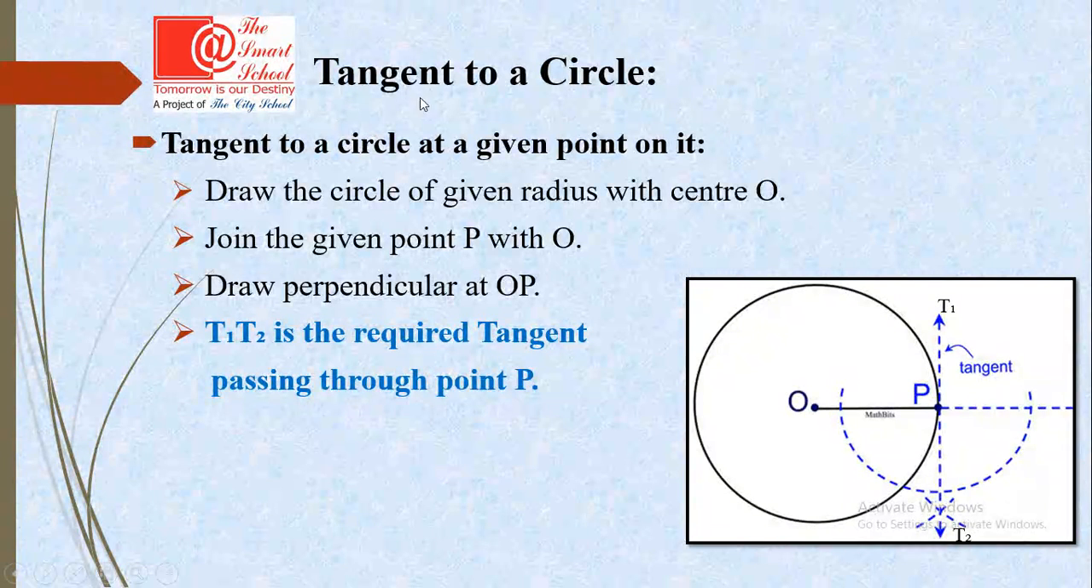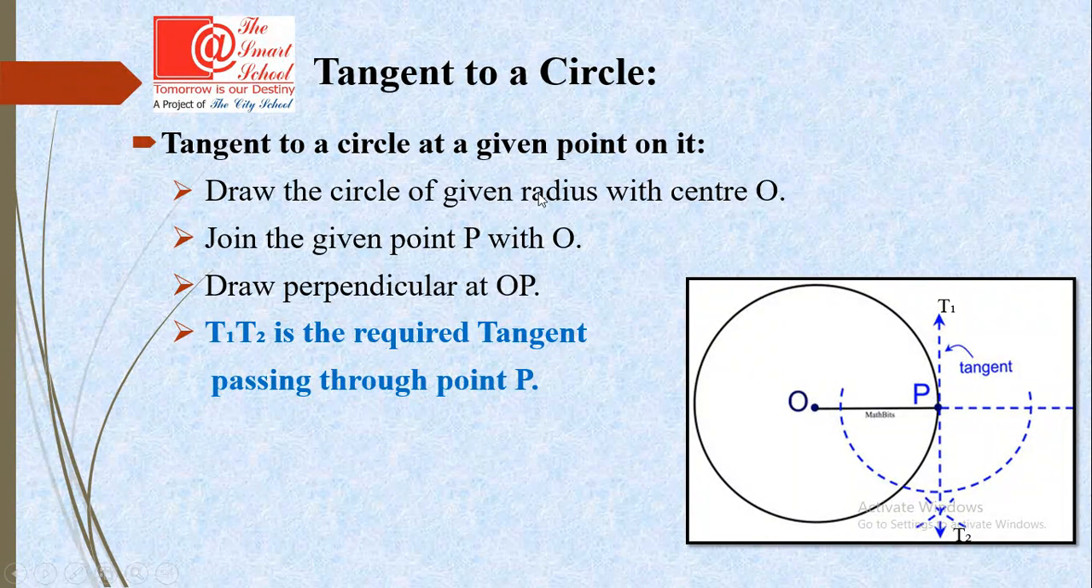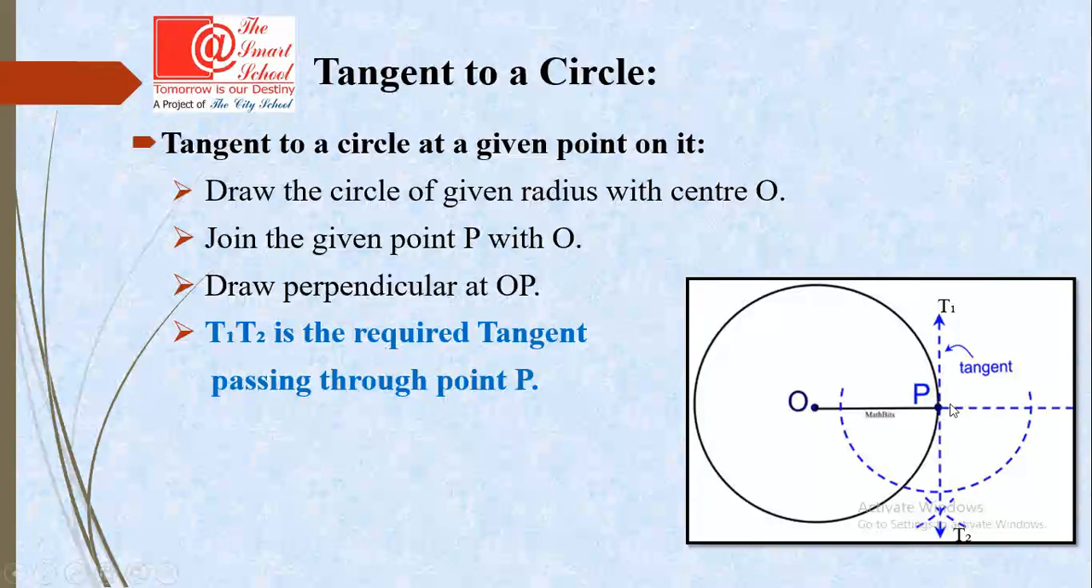Now we have to draw a tangent to a circle at a given point on it. Draw the circle of given radius with center O. This is the circle drawn. This is center O. Join the given point P with O. This is the point P on which we have to draw the tangent. And so join O and P.